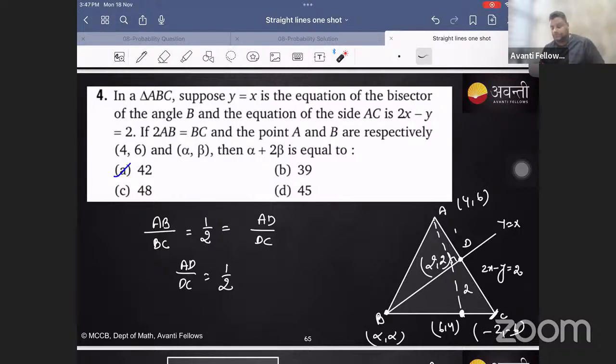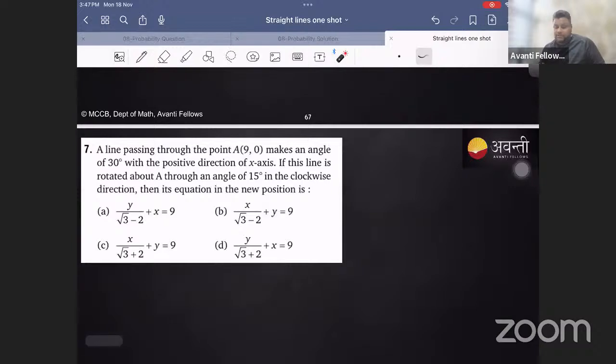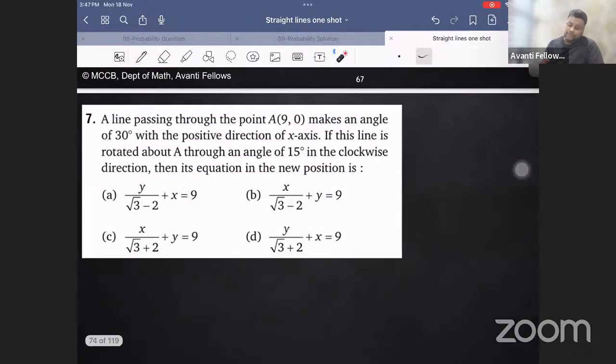Now, try this question. A line passing through point 9 comma 0 makes an angle of 30 degree with a positive direction of x-axis. If the line is rotated about A through the angle of 15 degrees in the clockwise sense, mark this word clockwise direction, then the equation of line in the new position is. Okay, give it a try. This is very easy.